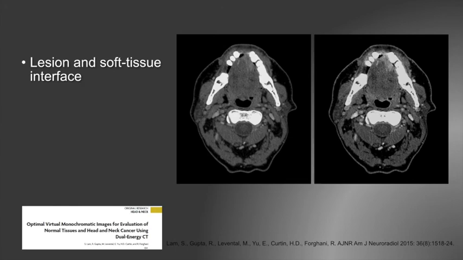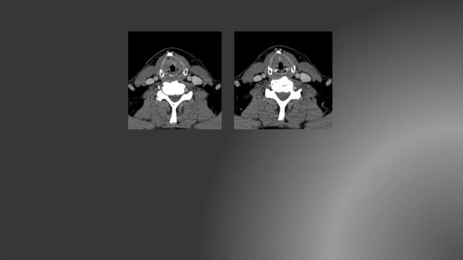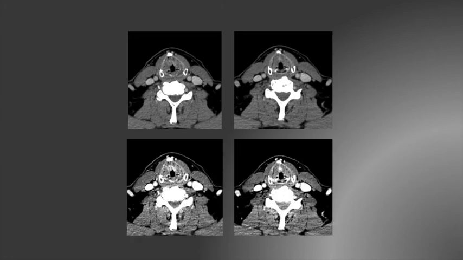40 kV VMI. This is another example of 65 kV VMIs of a small laryngeal cancer extending to the anterior commissure. The lower panel demonstrates the 40 kV VMIs from the same acquisition, again where the tumor is much better seen.